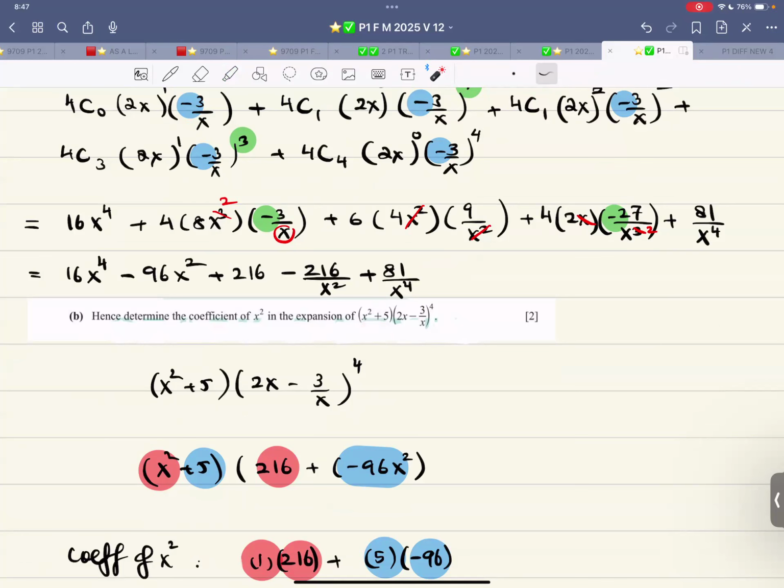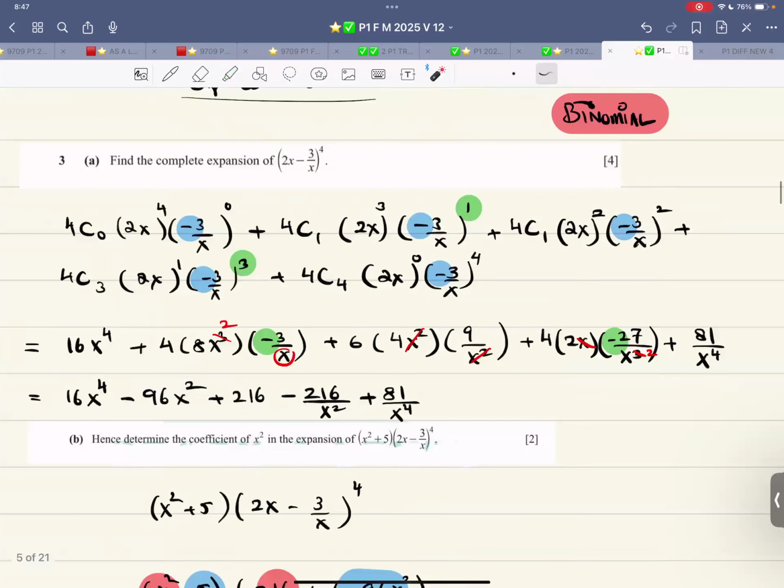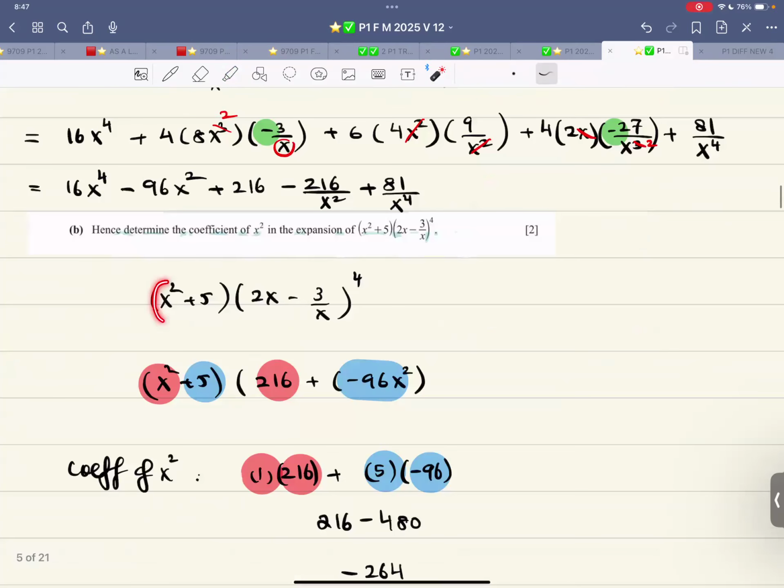So which terms are applicable for you? Now it's a good strategy on the part of the examiners to make you get all the terms and then you decide which ones are relevant. So there is an x squared term over here.